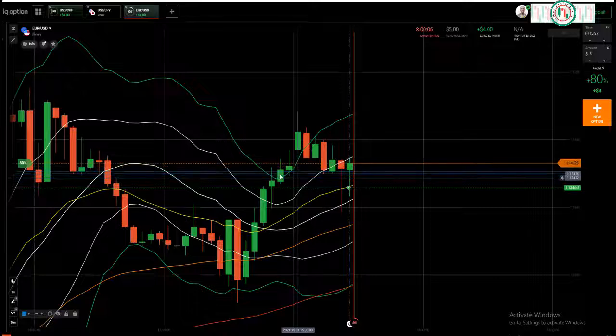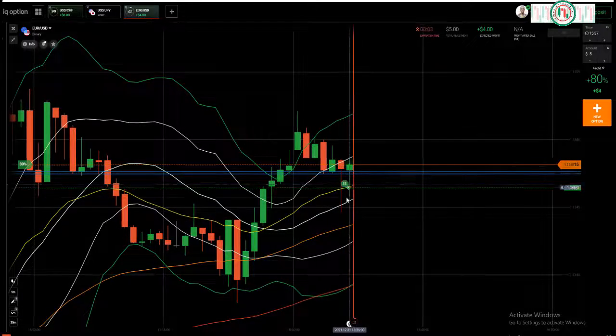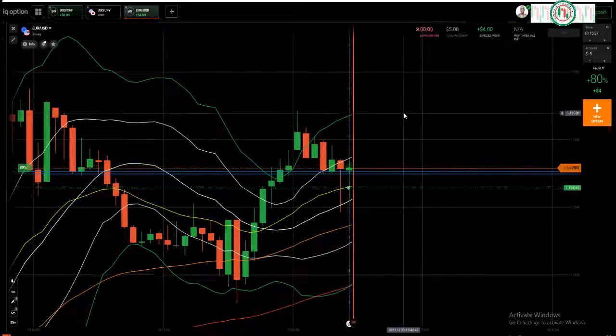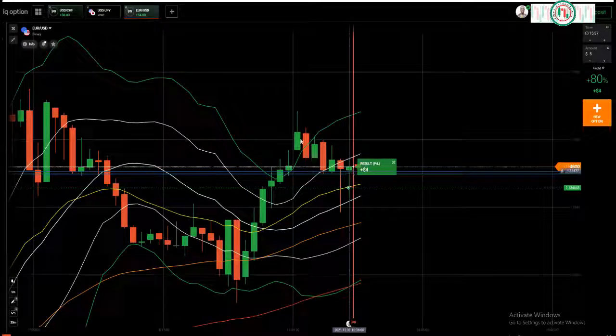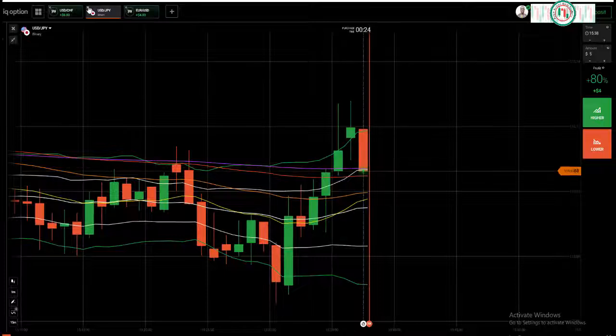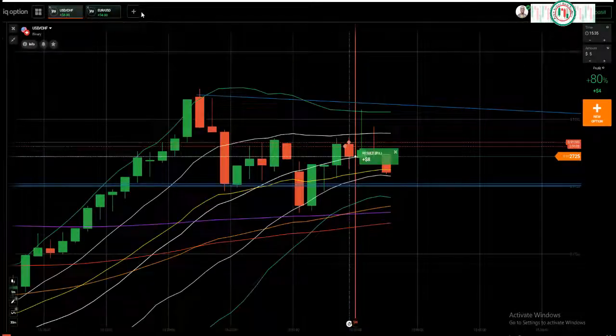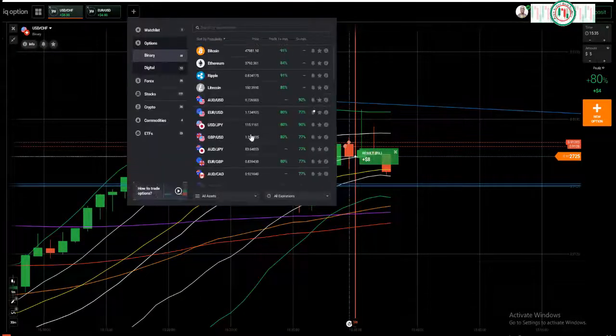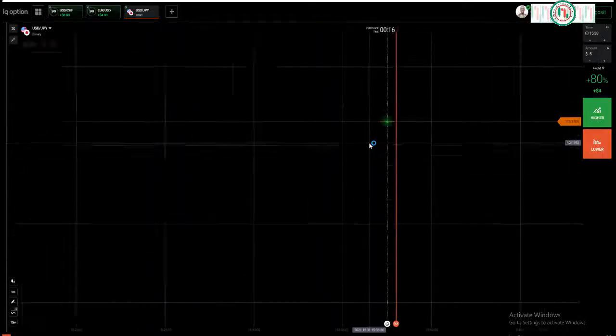So you see here, this is the level. See, very nice entry point. You see, this is a winning trade. So let me analyze another one. So I'm trading support and resistance. So I will check another strong level and trade.